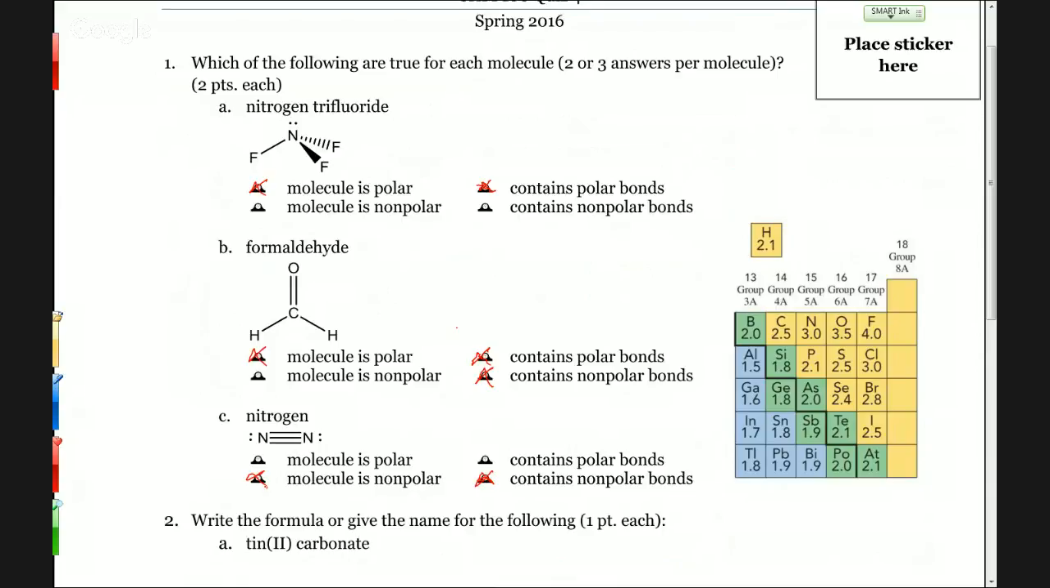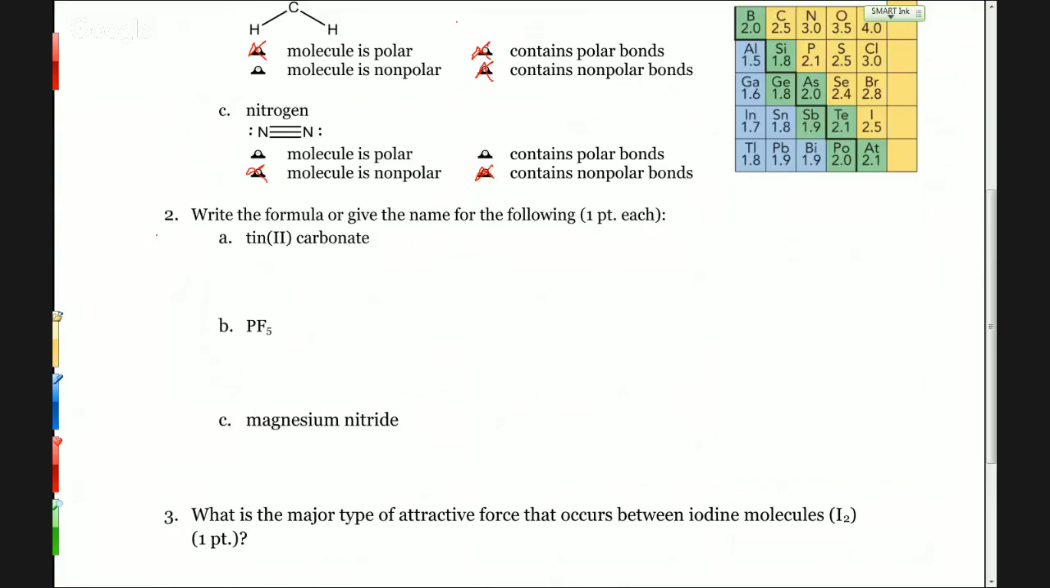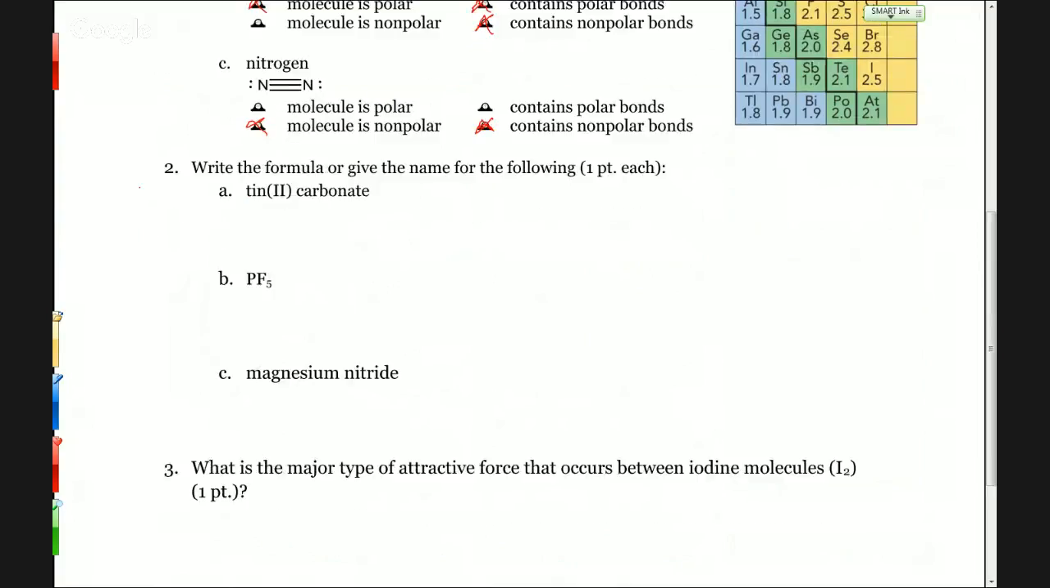All right, hopefully that was good. And then some names. Write the formula or give the name for the following. Tin 2 carbonate. So hopefully you've gotten a chance to practice this a little bit more. Tin 2 means Sn2+. And then carbonate, we know from the list, is CO3 2-. So we have 2+ and 2-. We just stick them together. We don't need to adjust the ratios there. So the formula is SnCO3.